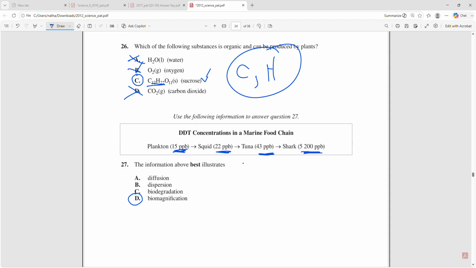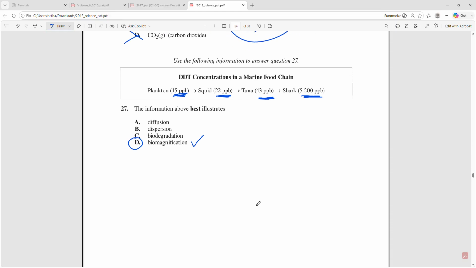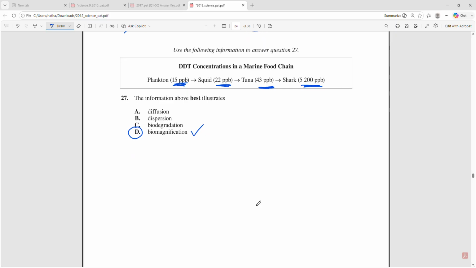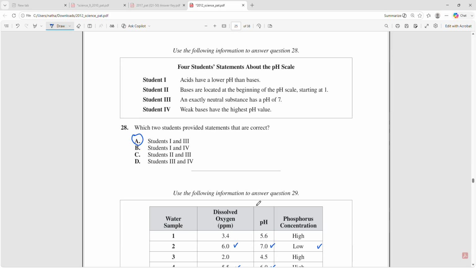The information above best illustrates biomagnification, right? So the concentration gets higher and higher the further up the food chain we go. And that effect of the toxin gets magnified as it accumulates in the higher tiers of the food chain. Okay.